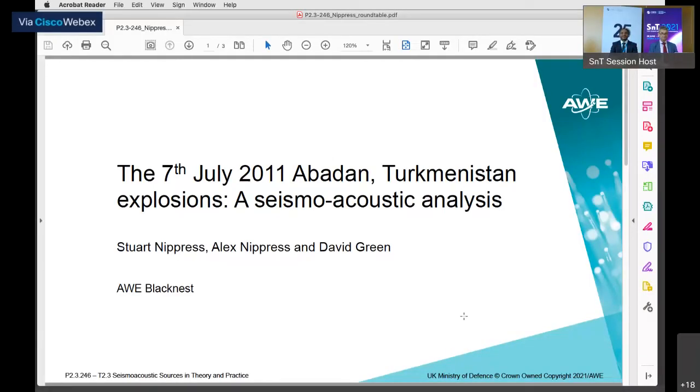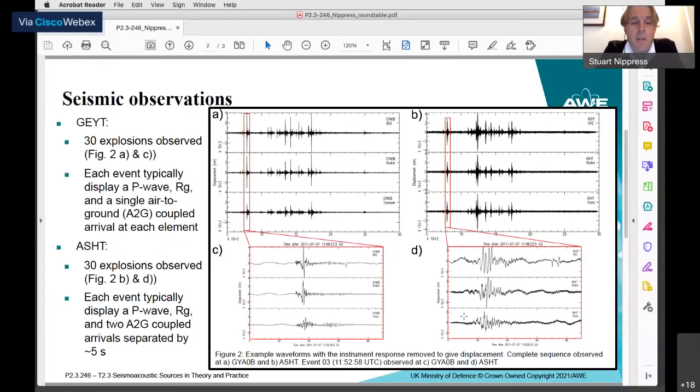Good morning. My name is Stuart Lepris and I work for the UK NDC. My poster is looking at a series of 30 explosions that occurred on the 7th of July 2011, just outside the Turkmenistan capital. These explosions were clearly observed at the primary seismic array Guide, 5 kilometers to the south, and I show some waveforms on the left-hand side of this figure. They were also observed 23 kilometers away to the southeast at a 3-component station, Ash, and again, I show waveforms on the right of this slide.